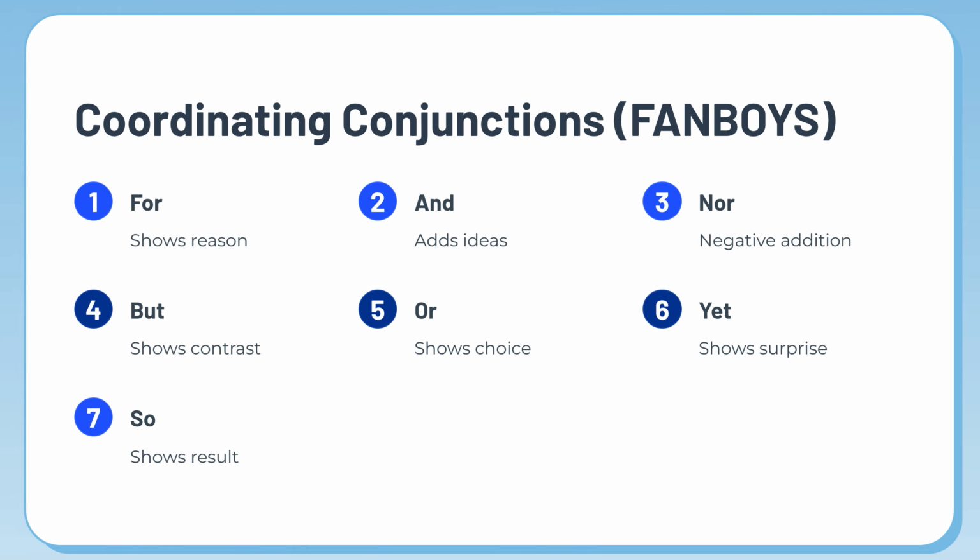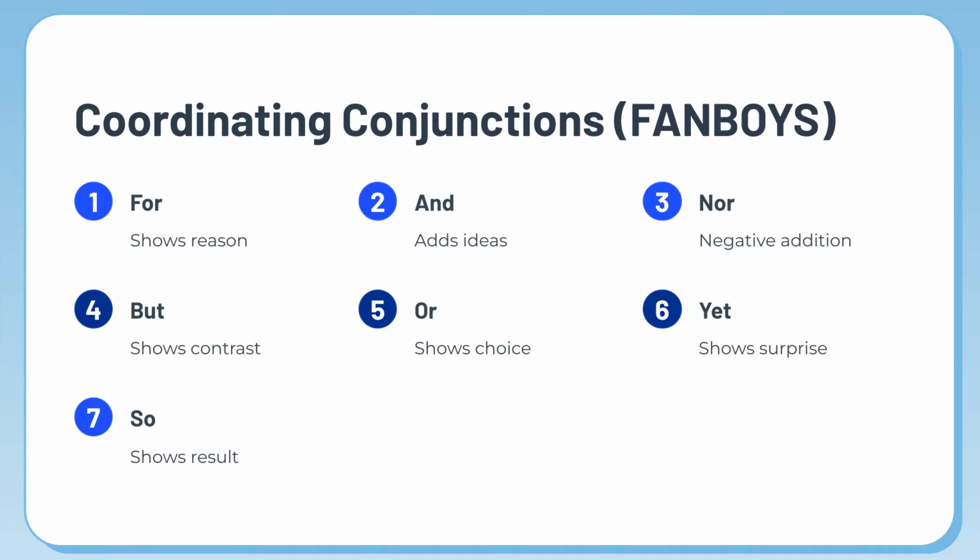To help you remember the coordinating conjunctions, think of the word FANBOYS. Each letter stands for one conjunction. F, for, shows reason. A, and, adds ideas. N, nor, adds a negative idea. B, but, shows contrast. O, or, shows choice. Y, yet, shows surprise. S, so, shows result.